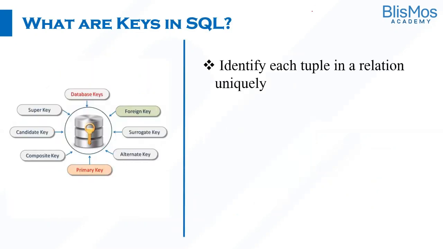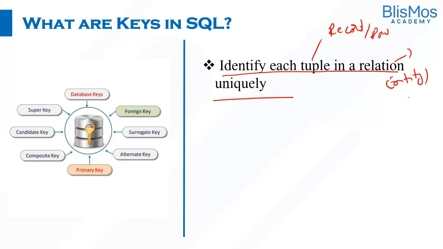We already discussed what a relation, a table, or an entity is. When we are talking about a relation, an entity or a table, there should be a mechanism to identify the tuples or rows uniquely. That is where keys come into the picture. Keys help us identify each tuple in a relation uniquely. Tuple is nothing but a record or a row. Relation is nothing but an entity or a table.